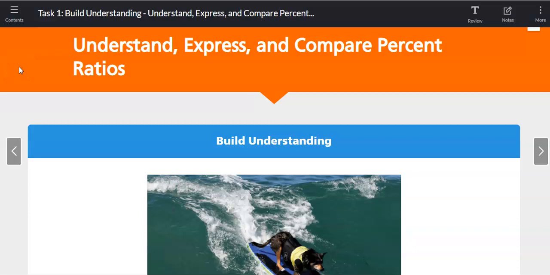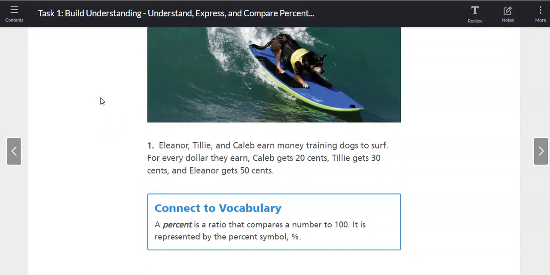This is going to be Module 7, Lesson 1. Understand and express and compare percent ratios. If you want to do this in your book, you will find it on page 206, or you can choose to do it online. So let's go ahead and get started.